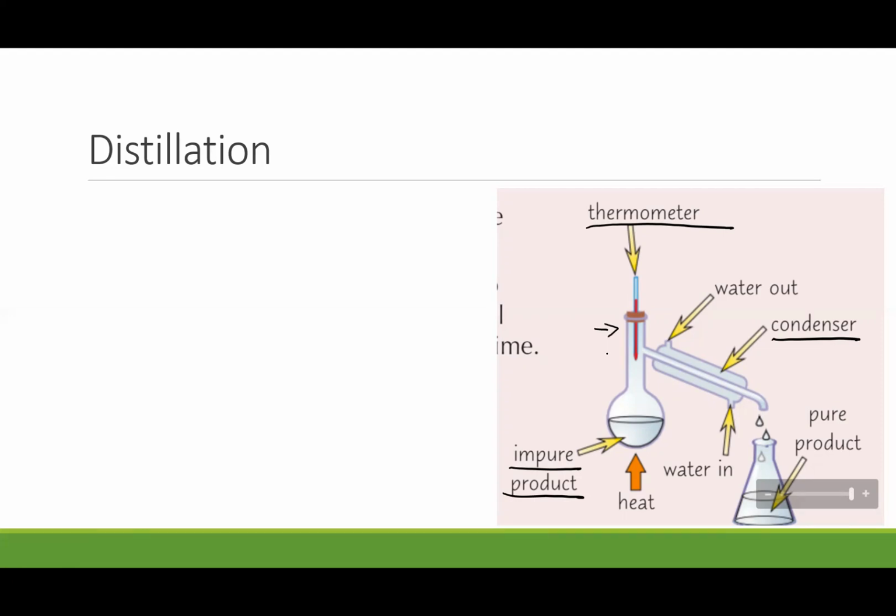So the temperature on the thermometer will show the boiling point of a substance that's evaporating at any given time. So it's showing us what is evaporating at that point in the flask. So that's really, really important, and that's where our thermometer is. And then we are going to heat our impure product.